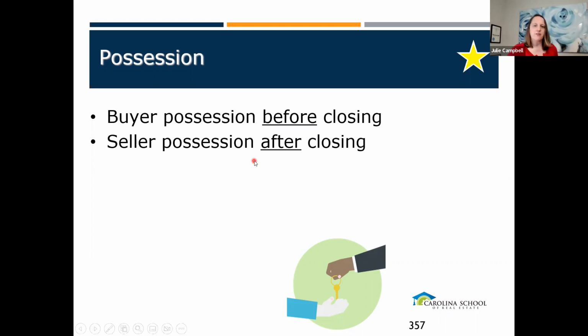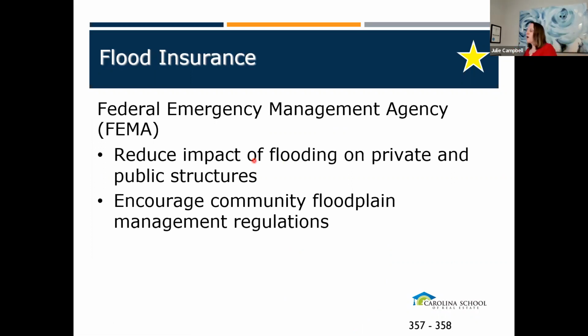Another type of insurance we may encounter is flood insurance. If the property is located in a flood hazard, it may be subject to flood insurance. It depends on where the flood hazard is in relation to the property. Flood insurance is managed and regulated by FEMA, the Federal Emergency Management Agency. FEMA does more than require insurance. They try to reduce the impact of flooding. Areas that are prone to flooding over and over again, FEMA may get involved and try to help reduce that impact. FEMA determines the cost, the charges for flood insurance.